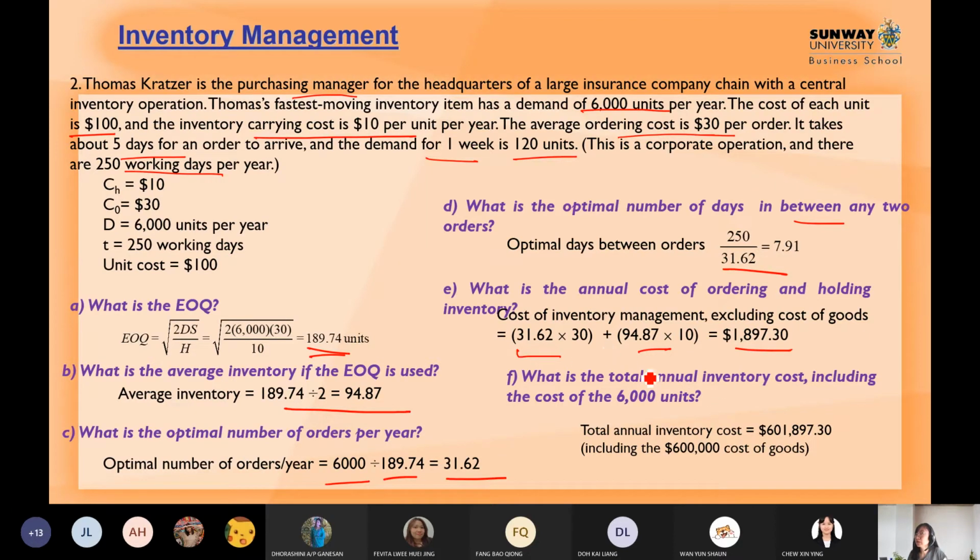Okay? And what is the total inventory cost? So you add the product cost. The item is 6,000 units and each costs $10. So you multiply this, you get 600,000, because you include this in the total cost. So you have 601,897.30. Very easy, right?